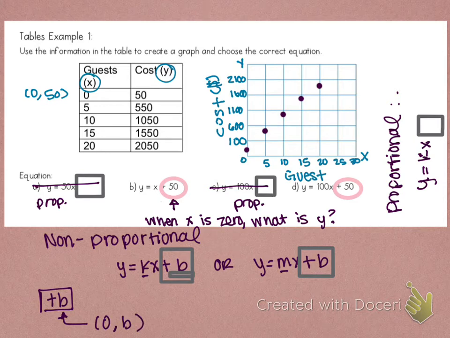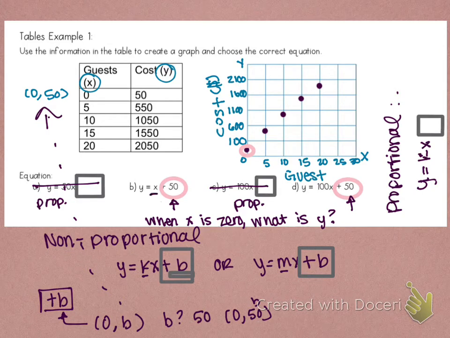So look here. In this case, our ordered pair is 0, 50. So what's b? 50. So your ordered pair is 0, 50. This is b. Okay? In our table. So if we also look at the graph, wherever it is on the y-axis is your b. In this case, that's at 50. So if we're looking at our two plus numbers, they're both at 50. Okay, so both of them could be the equation.